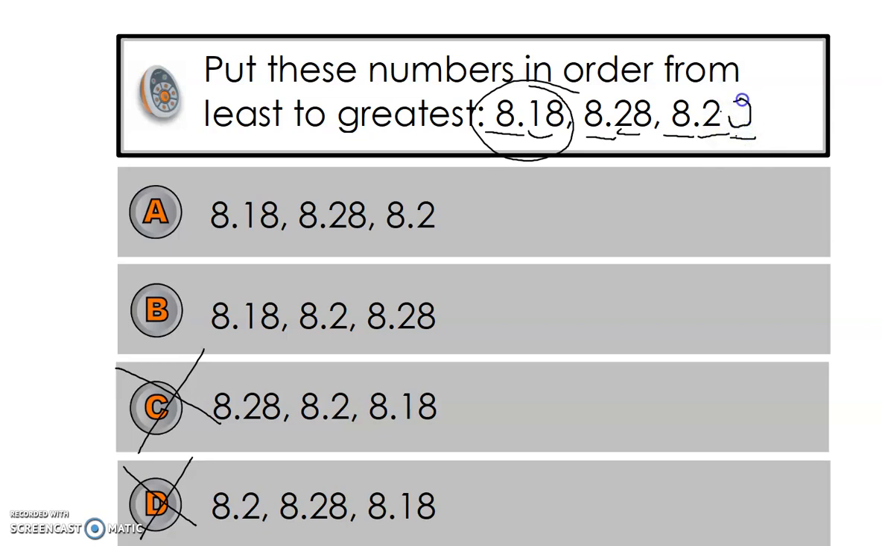Nothing means it's a 0. So what is less? 8 or 0? 0 is less. So it'd be 8 and 18/100ths, 8 and 2/10ths, and then 8 and 28/100ths is the greatest. And that is your review for decimals.